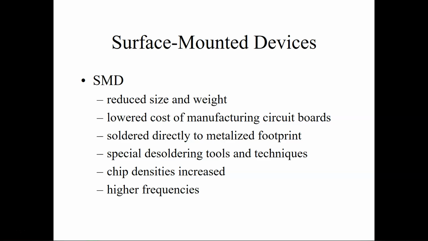So surface mount devices reduce size and weight. Why do we want to reduce size and weight? Why would that be really important to us? The cost of it, the materials that make it. What about just taking up less space?